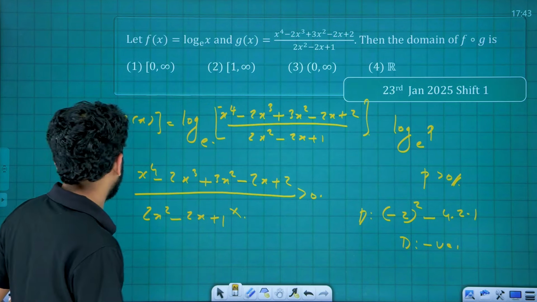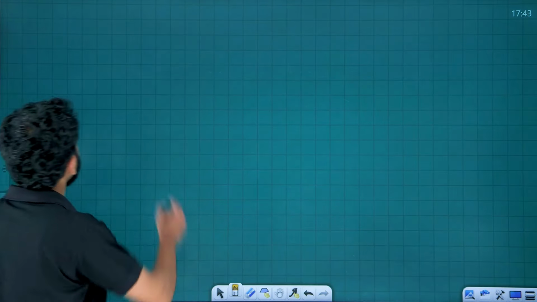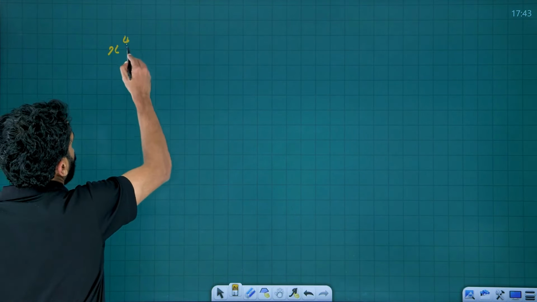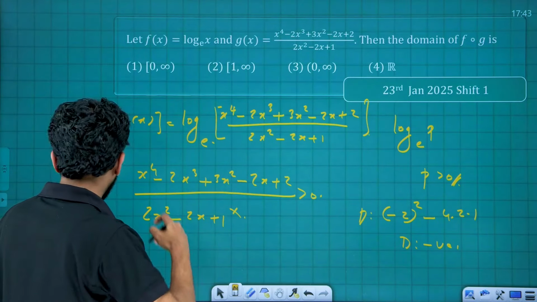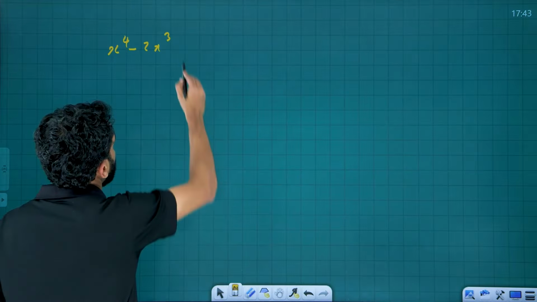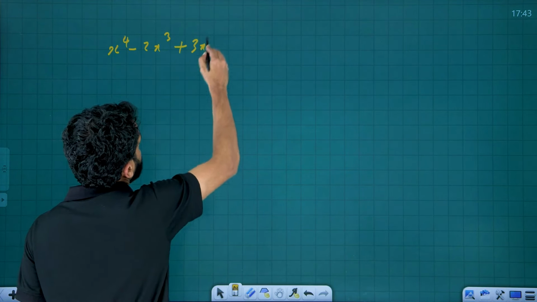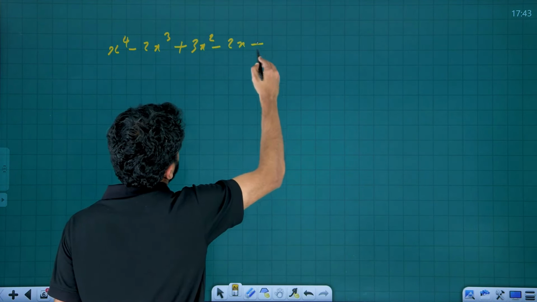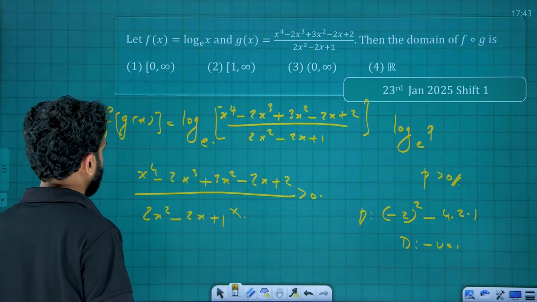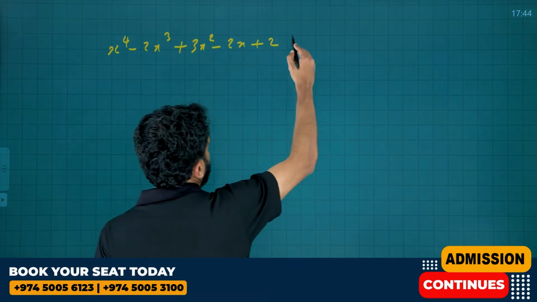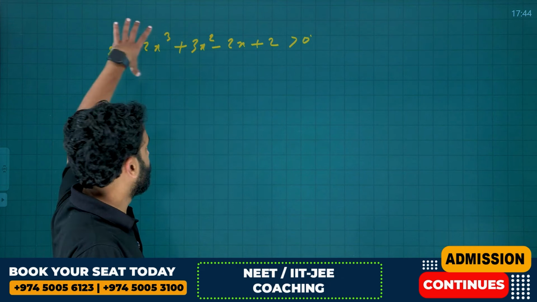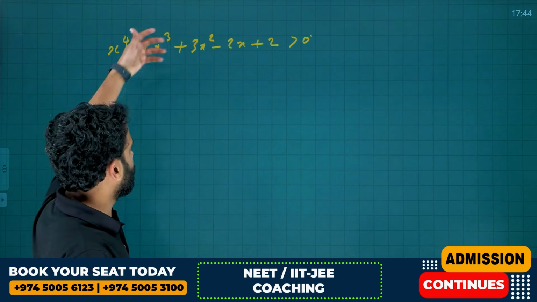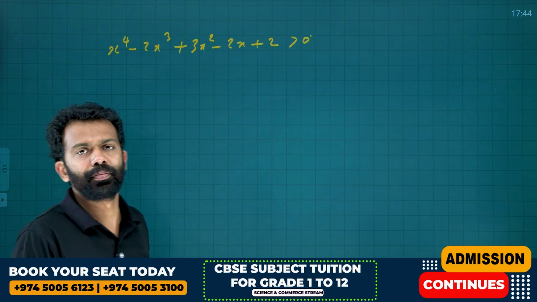That is x raised to 4 minus 2x cube plus 3x square minus 2x plus 2 should be greater than 0. We need to find the set of values of x for which this is greater than 0. So how are you going to formulate it?